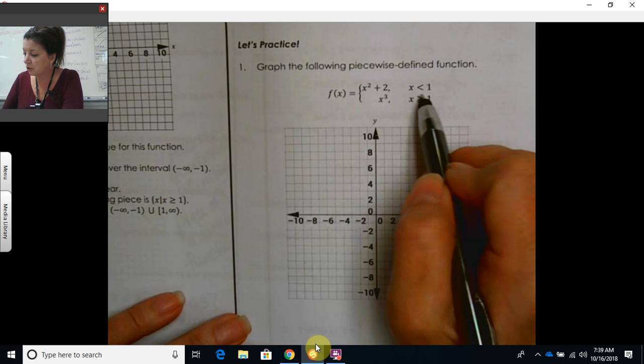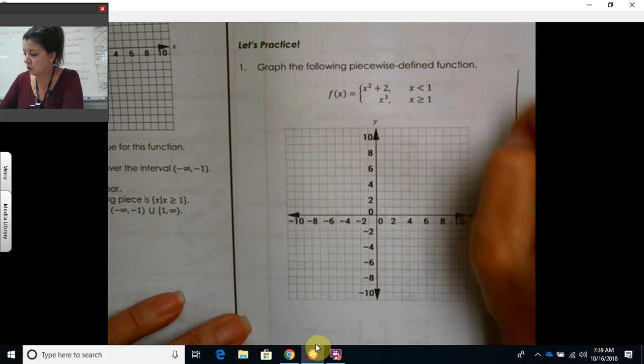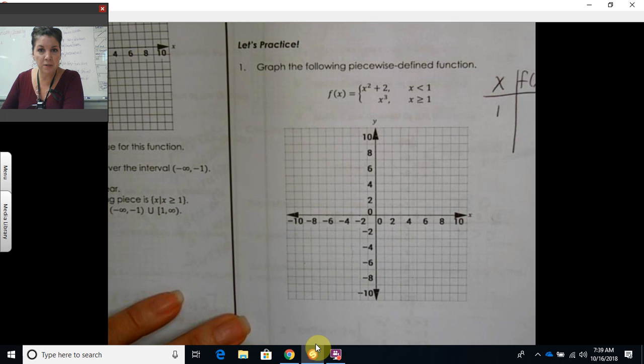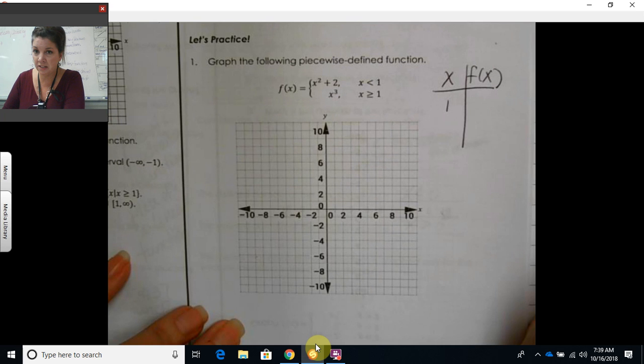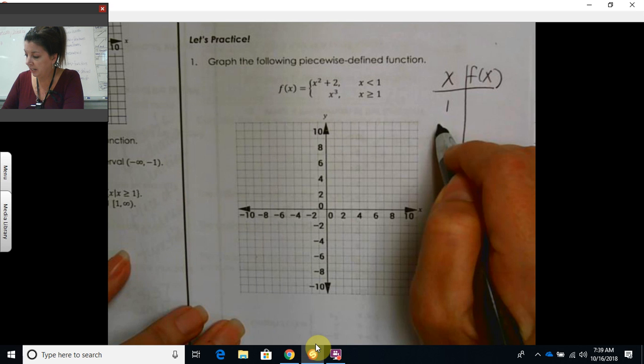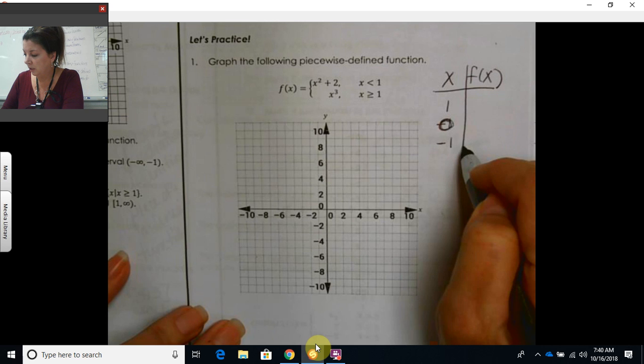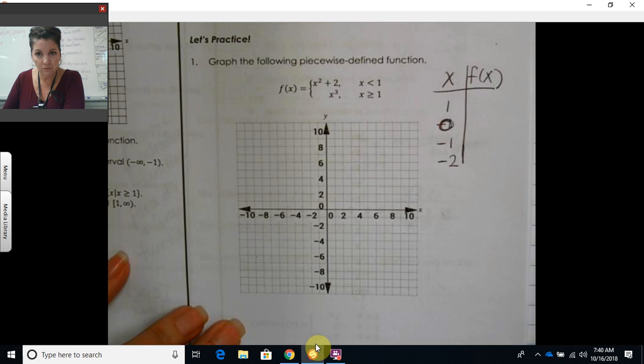Okay, so let's look at f of x equals x squared plus 2. We're going to graph it when x is less than 1. So I'll make a little table of values. And I will start with 1, but it'll be an open circle, okay, because it's less than 1, does not include 1. And I'll choose values that are less than 1. Let's start with 0, then -1, -2. And if I need more, then I can always pick more.